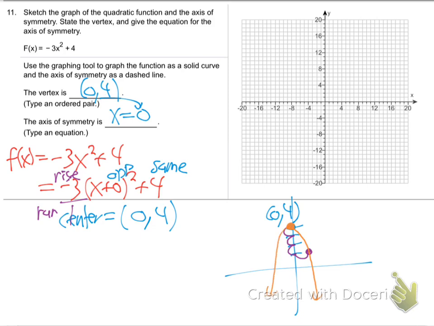It's a U shape going down because there's a negative in the front. Negative in the front, the U shape goes down. Positive in the front, the U shape goes up. Last thing is you got to put in this dotted line right through the center. X equals 0. That's the line of symmetry right through the center.